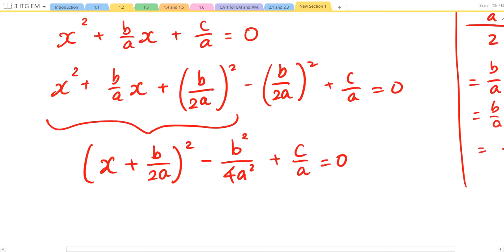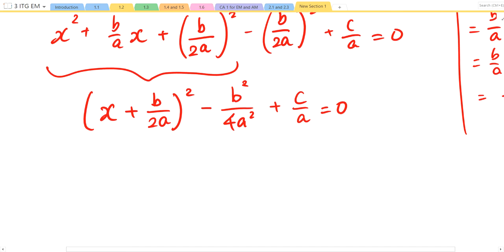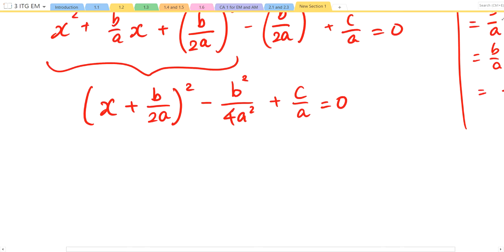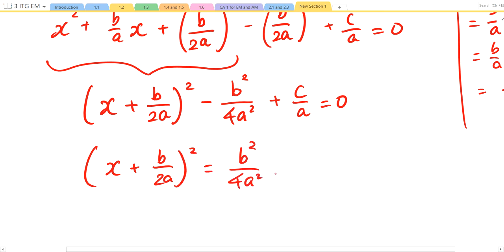Okay, does it look like it is helping? Am I getting closer to x? Yes. Oh, really? What shall I do next then, if I still want to solve for x? Okay, you mean bring this over here, is it? So you mean we subtract C over A on both sides? Yes. Okay, x plus B over 2A squared equals B squared over 4A squared minus C over A.